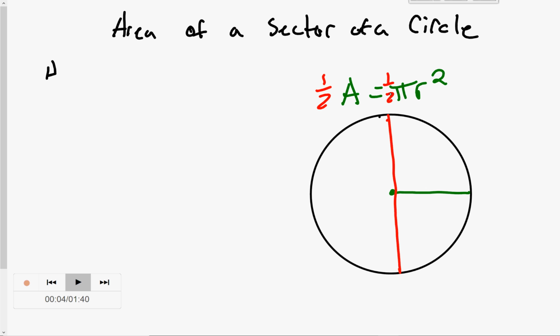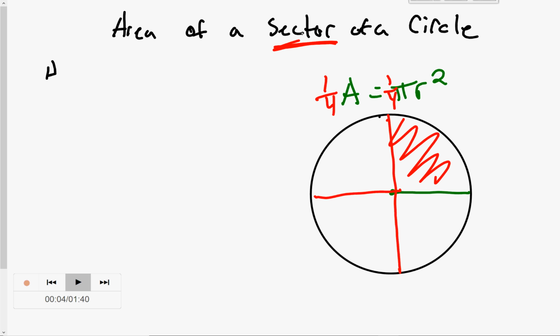Or if I wanted just a quarter of that, then I would times that area by a quarter. So that means I would times this formula by a quarter. Well, what if I just wanted some sector of it, so some part of it? So just some section maybe, so maybe just this section right here.